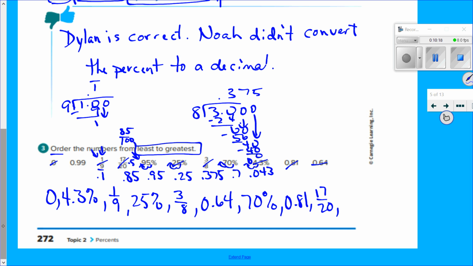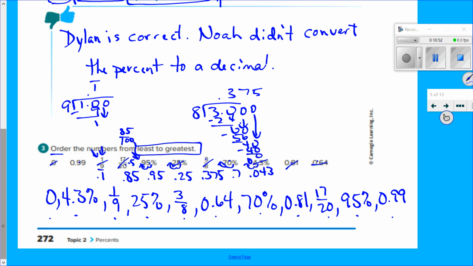Then I've got two nines, 95%, and 99 hundredths. Now, guys, anytime you make a list, I highly recommend doing a simple count to make sure that you got all of the numbers. So if I go back through, I count 1, 2, 3, 4, 5, 6, 7, 8, 9, 10, 11 numbers. In my answers, I've got 1, 2, 3, 4, 5, 6, 7, 8, 9, 10, 11. So I did it correctly.